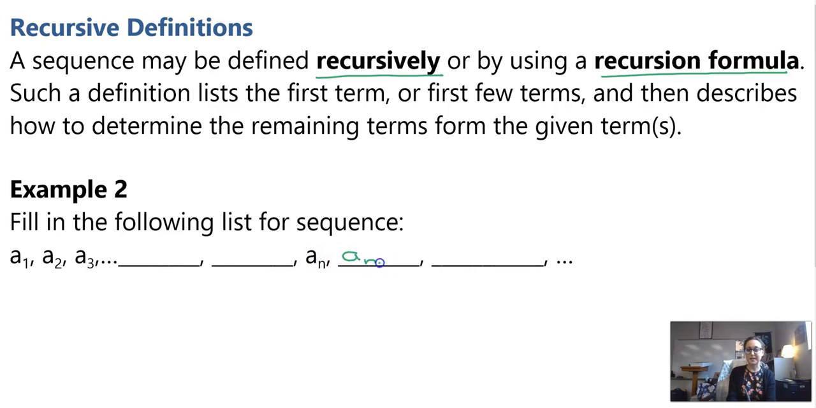That would be a sub n plus 1, right? And the term after this would be a sub n plus 2, right? And I can also go backwards. The term before a sub n would be a sub n minus 1. Like if this were a sub 10, this would need to be a sub 9, right? And the term before that would be a sub 8 or a sub n minus 2.